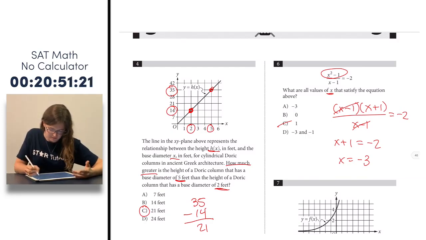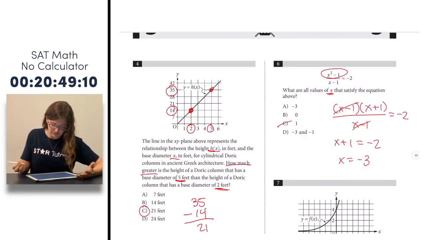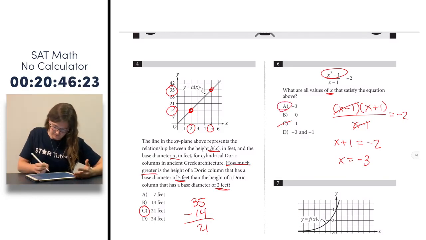-1 actually doesn't make sense. I can't plug in 1 because then the bottom one would be 0. But yeah, the answer here I believe is just -3.